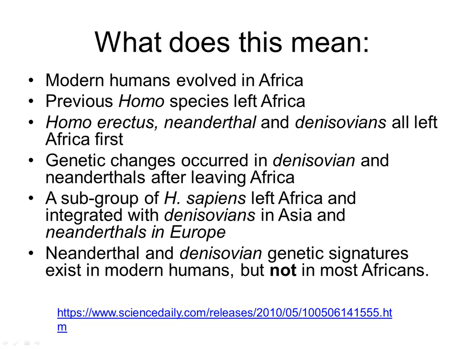And this allows us to track populations as they migrated tens of thousands of years ago. So we know that Neanderthal and Denisovan genetic signatures exist in modern humans but not in most Africans. And we know that Denisovan DNA exists most commonly in Southeast Asia, so that suggests that this population were present as modern humans migrated through that area.